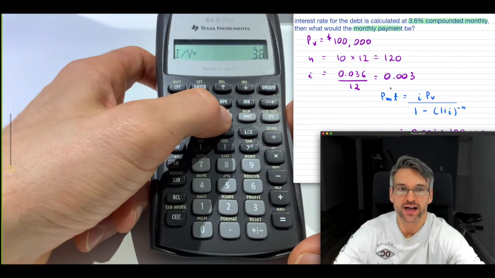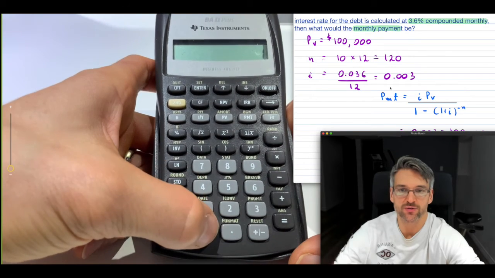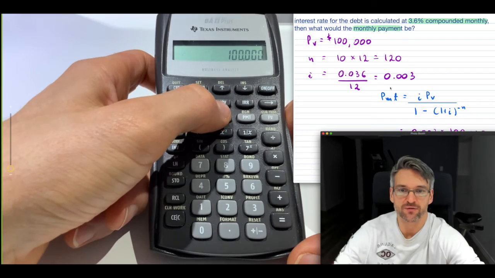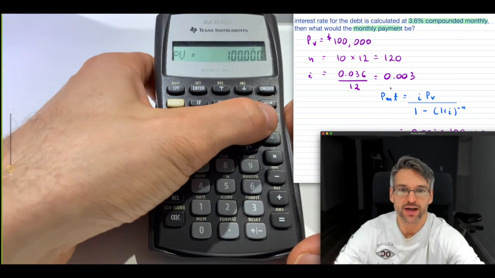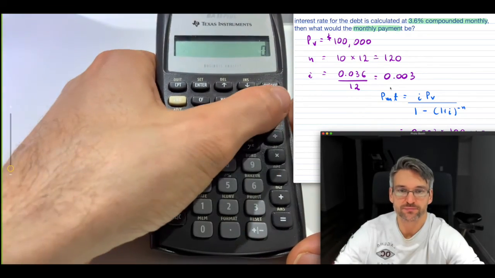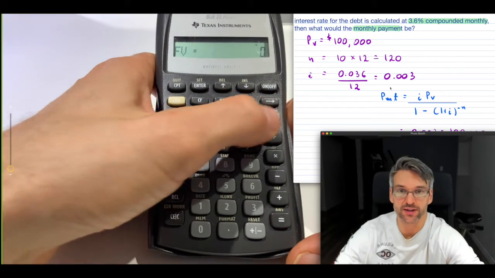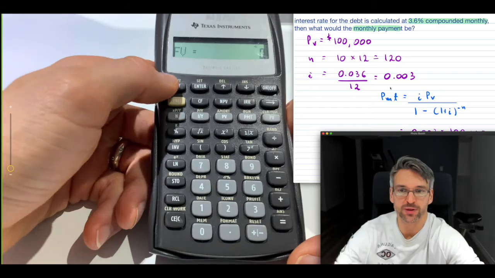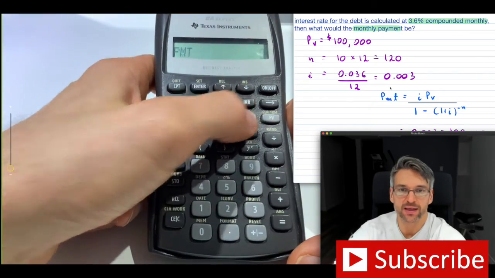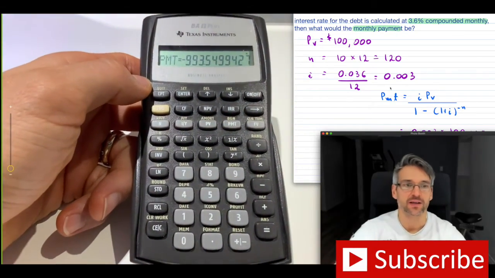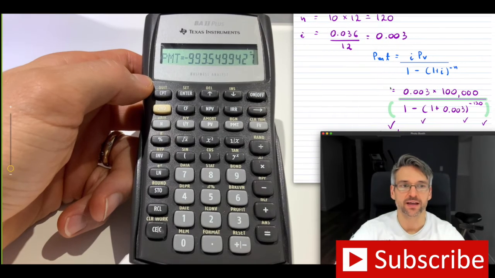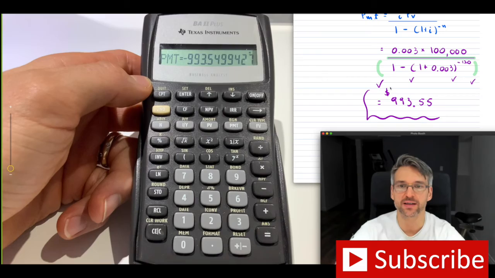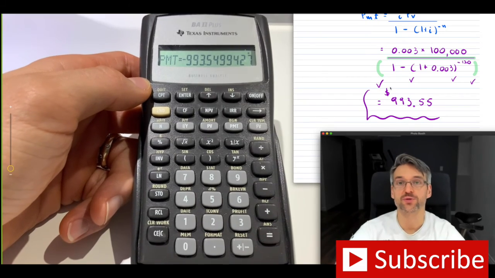The present value in here is 100,000. So that's present value. Our future value was actually 0, because we don't have a future value for this one, and we want to calculate the payment, PMT. So compute, hit payment, and there you have it. That's exactly what we did and found using the formula. All right, so 993, $1.55 if it was rounded.